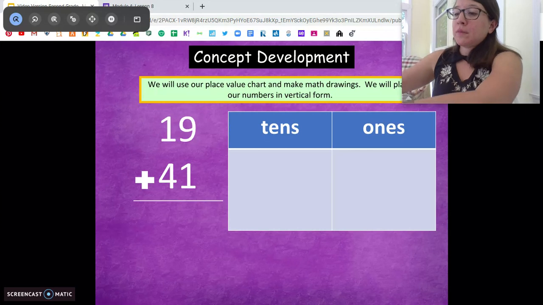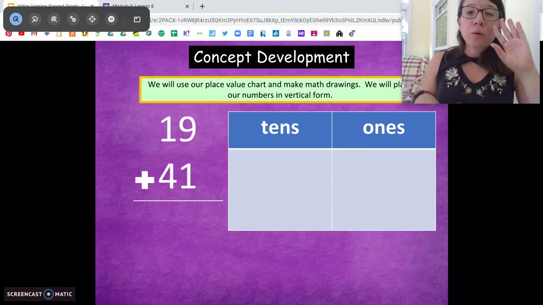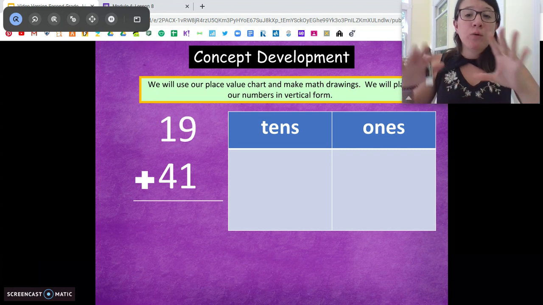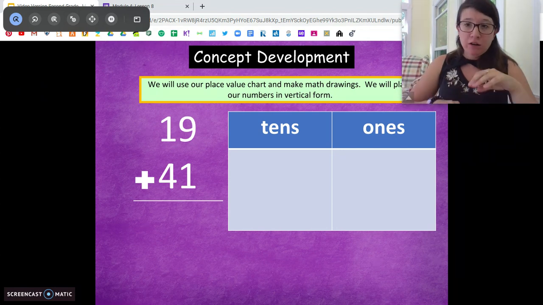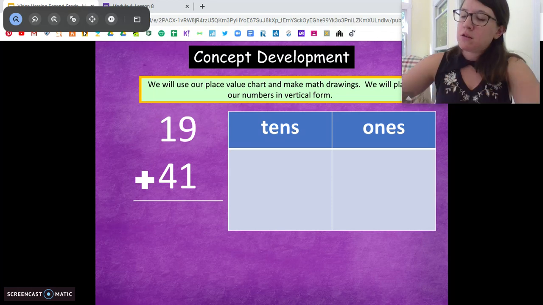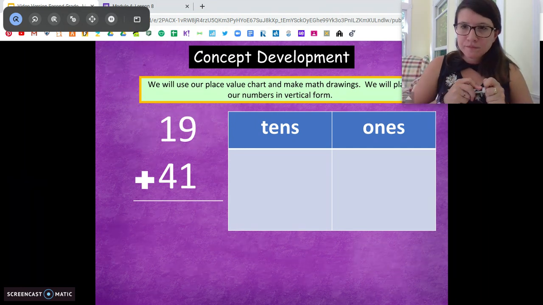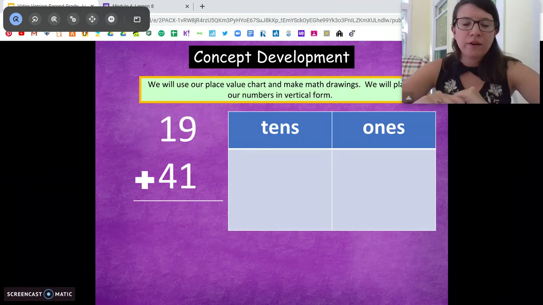All right? This one is similar to some of the trickier problems we were doing yesterday. So pause, try this on your own. Make it on your place value chart, and then write it out in vertical form. I'm going to do the same on mine. You ready? All right, let's go over it.